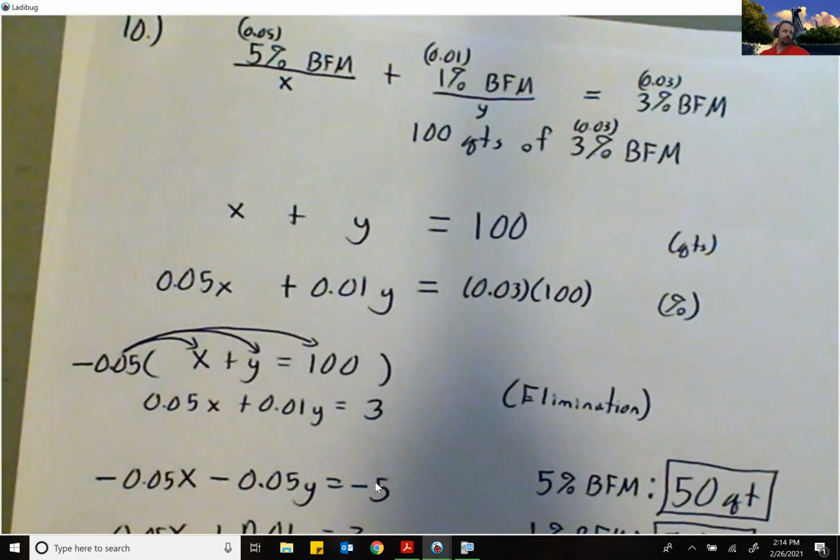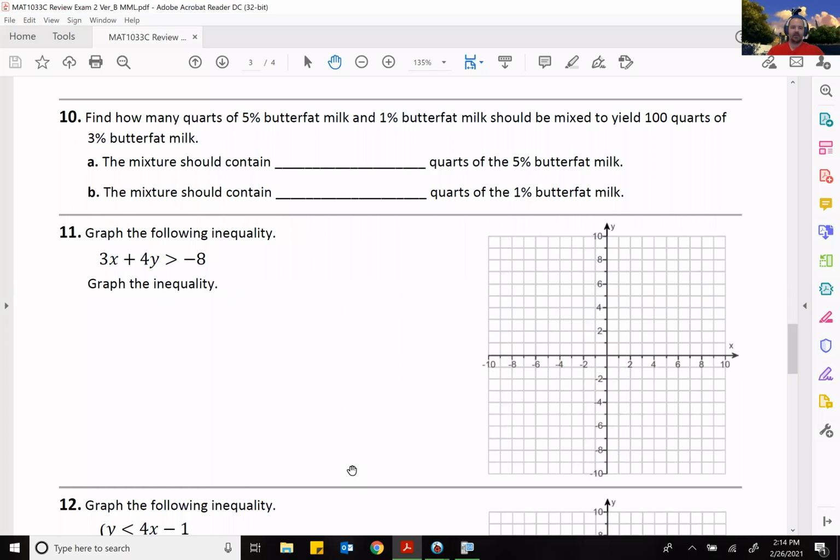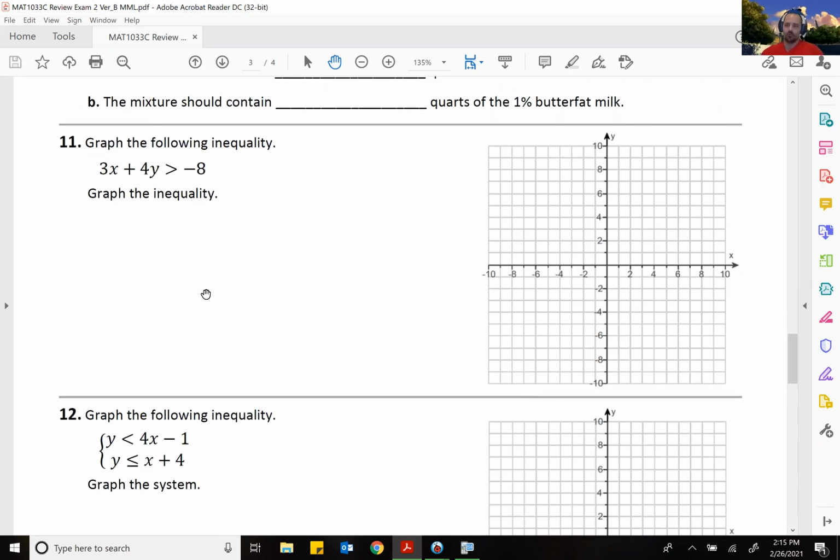Okie dokie, artichokes. And I believe those are your only two word problems. There aren't any others. That's it. So 9 and 10, halfway through. All right, number 11 and number 12. After we get done with number 12, that will end our systems section. And then all we have left is long division and factoring, which is super important for us.